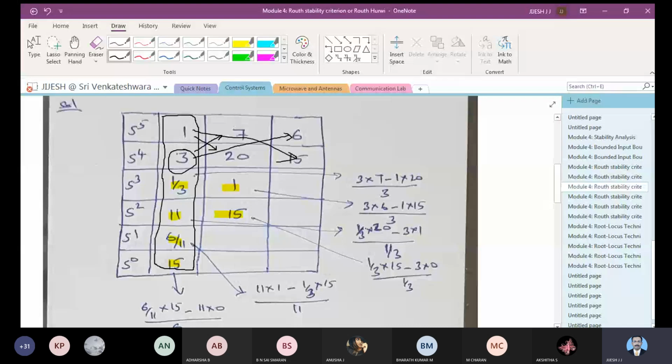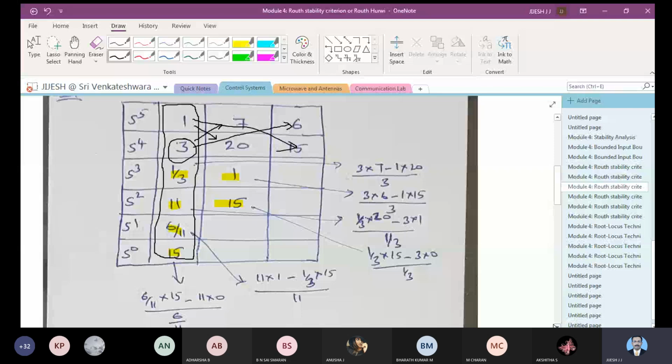So when all the numbers of that column are positive, what is the system? Any one of you? We have discussed in the previous class. Yeah, what is that? The system is unstable, sir. When there is a negative sign appearing here and there is a change of sign, you can say that it is unstable. But when all the numbers are positive, there is no sign change, you can say that the system is stable.